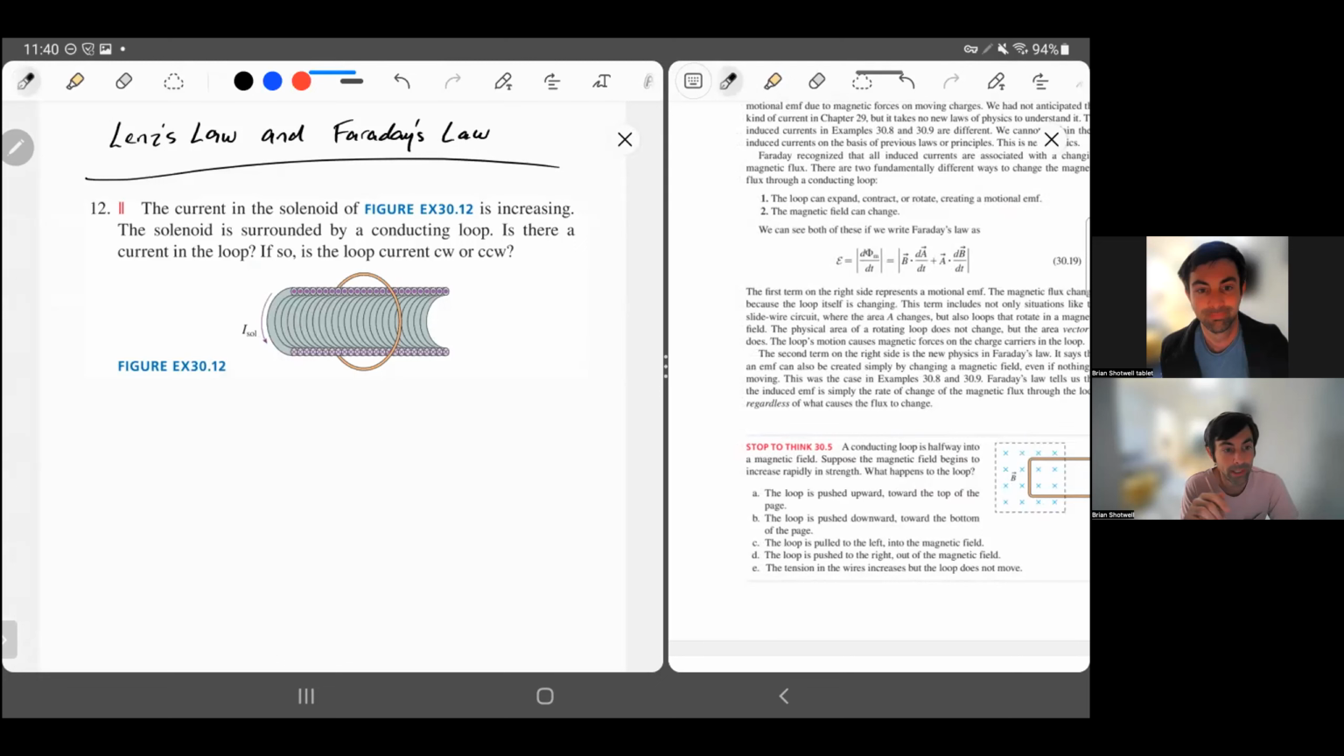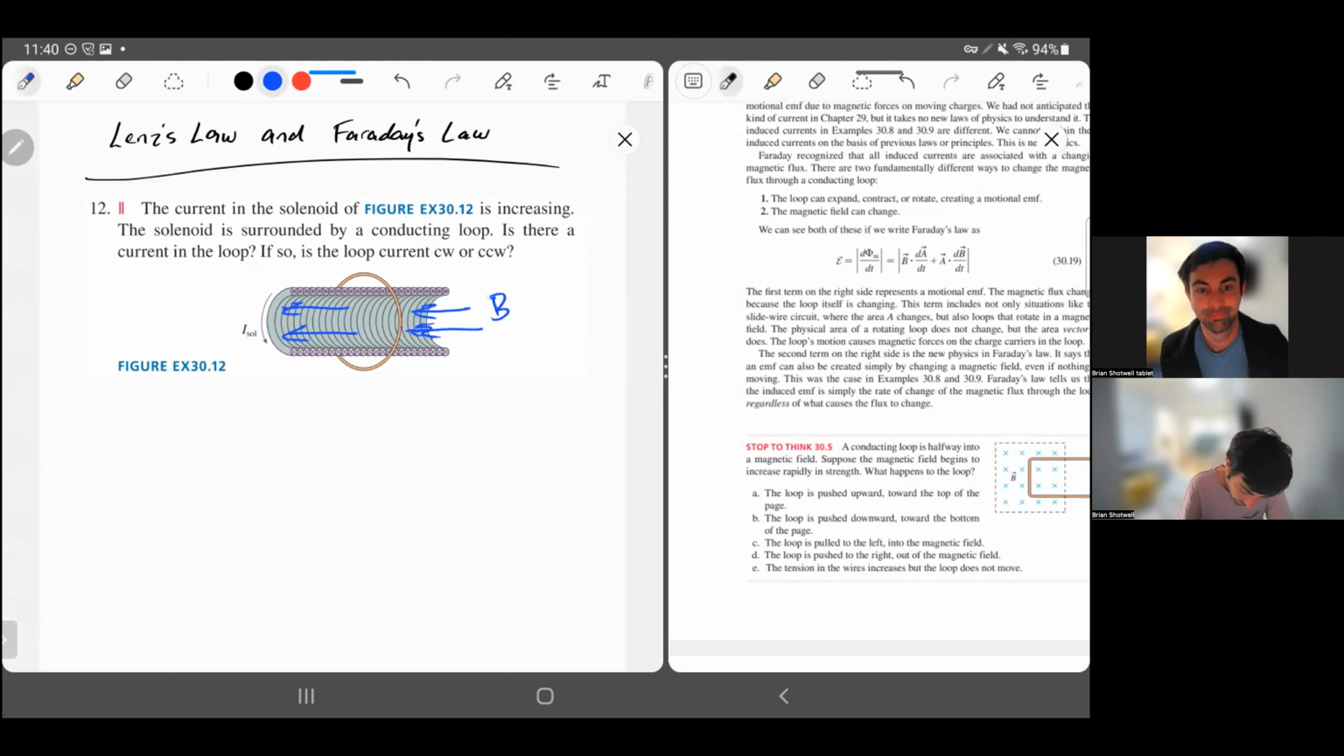So if you take your right hand and wrap your fingers around the direction of the current in the solenoid, you'll find that the magnetic field inside the solenoid is going this way. It's pointing to the left. And remember, the magnetic field in the solenoid is approximately constant. So it's pointing to the left through this conducting loop that's surrounding the solenoid.